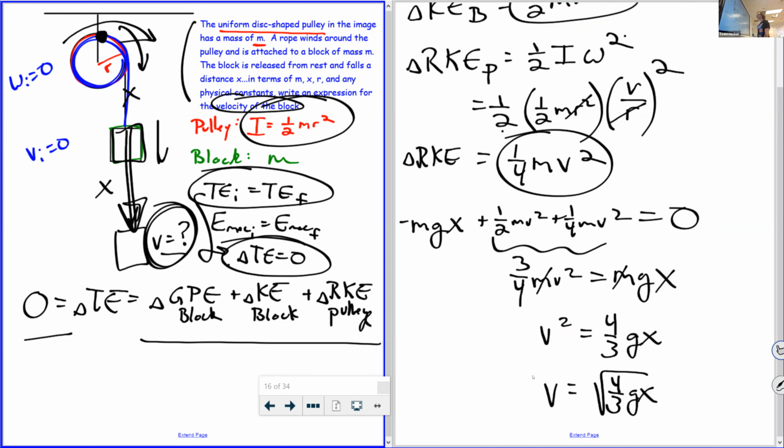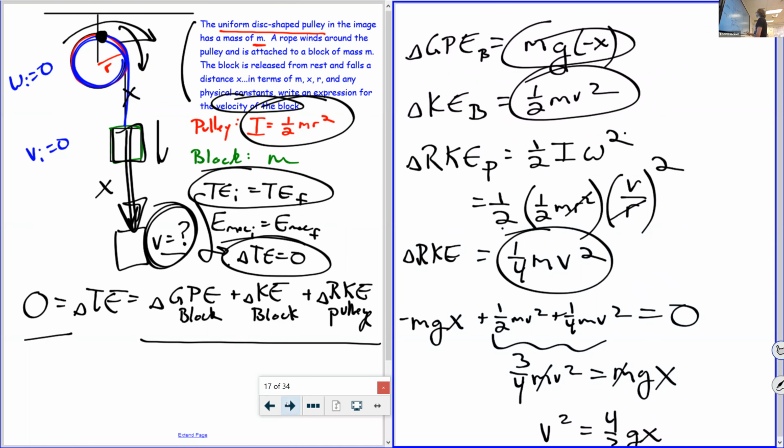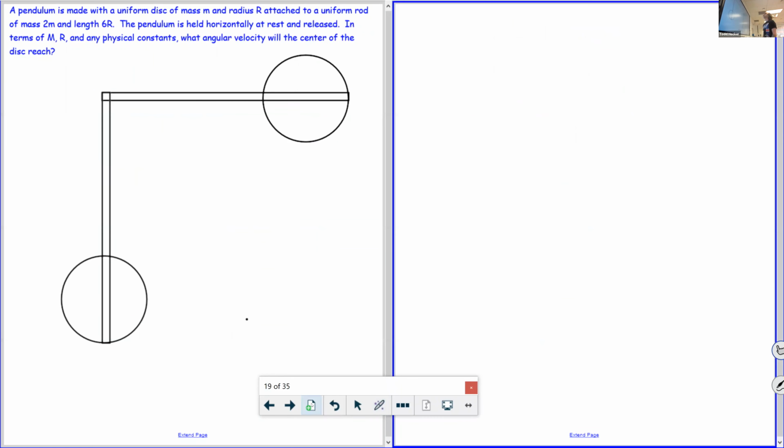I guess that's everything on that one. Number 2. All right. So here what we've got is we've got a pendulum, which is starting in this orientation, and then it's going to swing down.